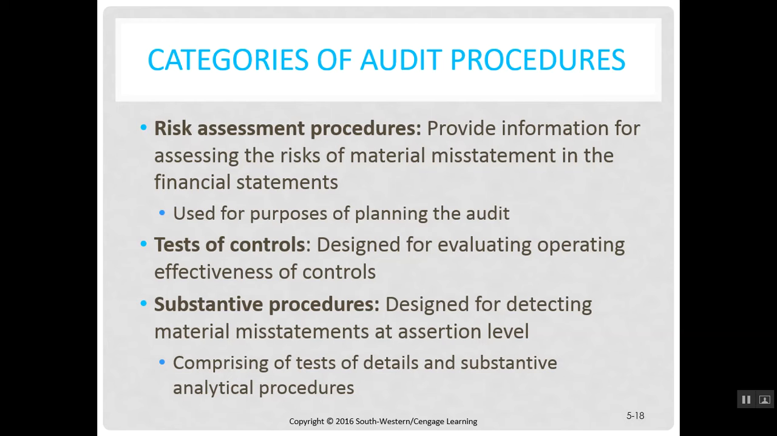Next, once you've identified those risks, you're going to identify controls that may or may not be in place. If there are controls in place, then you need to do a test of controls. This is designed to evaluate the operating effectiveness of those controls. We're going to touch back on this a little bit later. And then finally, we have our substantive procedures. These are designed for detecting material misstatement at the assertion level for the various accounts. It's comprised of tests of details and substantive audit analytical procedures.